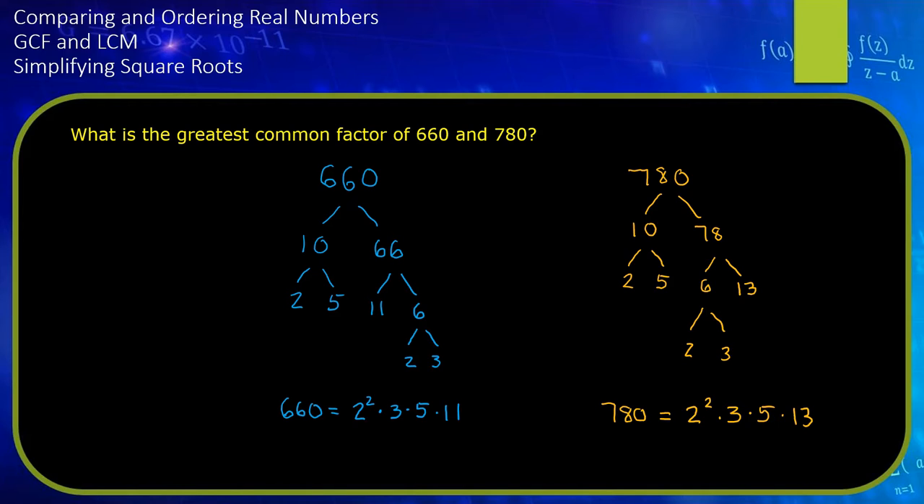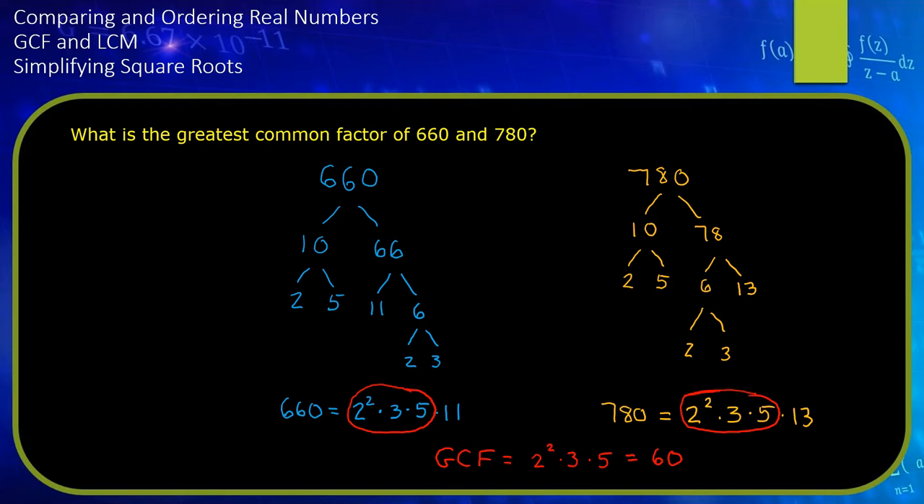The 11 in the 660 doesn't have any 11 in the 780, so it's not common. And neither is the 13 in the 780. So the greatest common factor is going to be 2 squared times 3 times 5, which is 60. And so that is the greatest common factor.